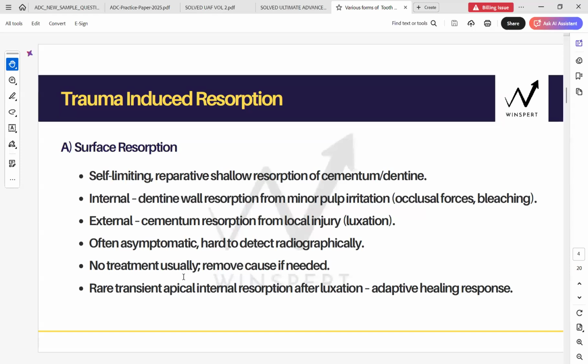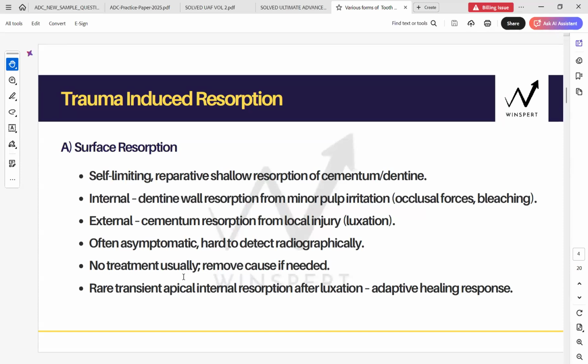That's a very rare phenomenon which allows the healing of the periapical area by ingress of vascular tissue. This minor resorption, transient apical internal resorption or external resorption, is basically to allow ingress of a greater vascular network so that vascularity can enter and repair and induce the healing process in the pulp. Does that make complete sense for everyone?